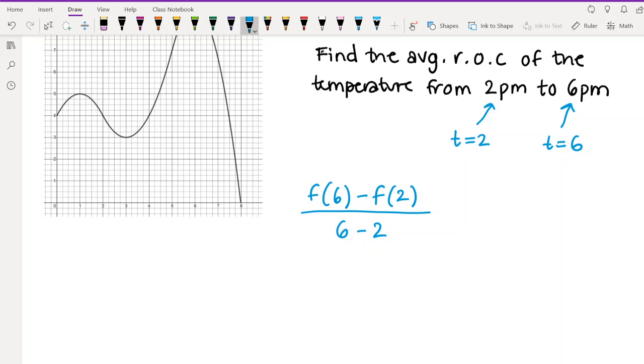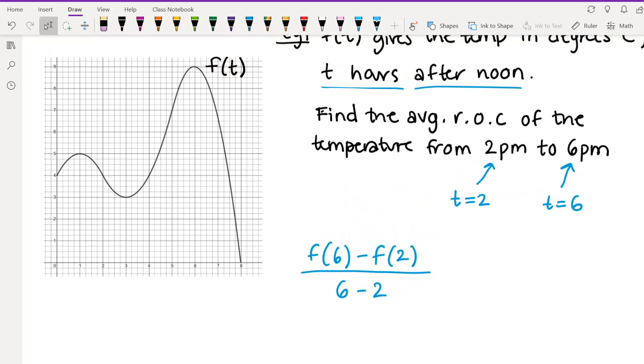Now, in this case, there's no formula or equation to plug these numbers into, and so we're forced to use the graph to find the outputs. So how do we find f of 6 and f of 2? Well, we just look at the y values of the points on the graph. So when t is equal to 6, we can see that the output value is 9. So we have the point (6, 9). And then we can see that when t is equal to 2, the output is 4. So we have the point (2, 4). And so that tells us that f of 6 is equal to 9 and f of 2 is equal to 4.